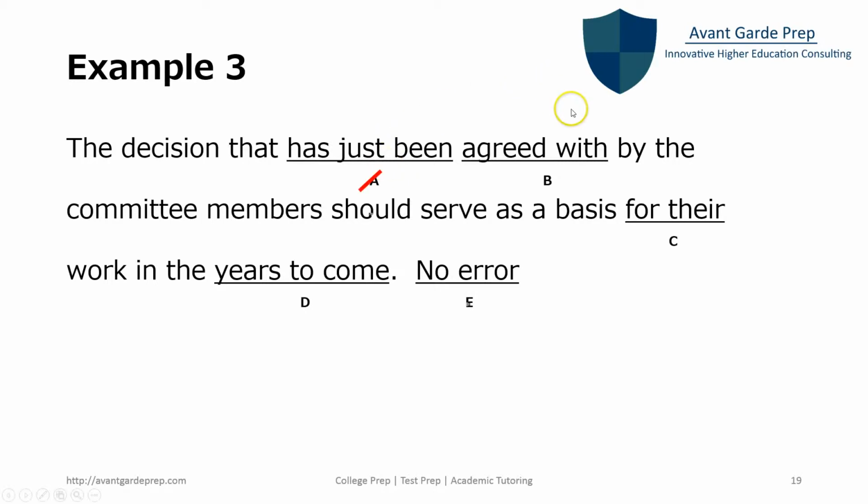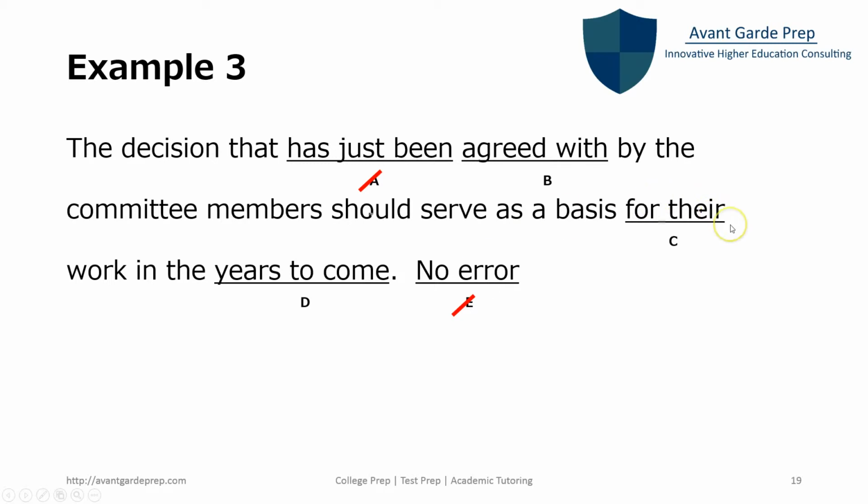Agreed with, and you might have even caught it when I was reading the sentence completely. It sounds weird. We don't say agreed with. We would say agreed to. If I agreed to something, I might agree with someone, but that's not what's being said here. It should be agreed to. So now we know E is not our answer, but let's look at C and D just to make sure.